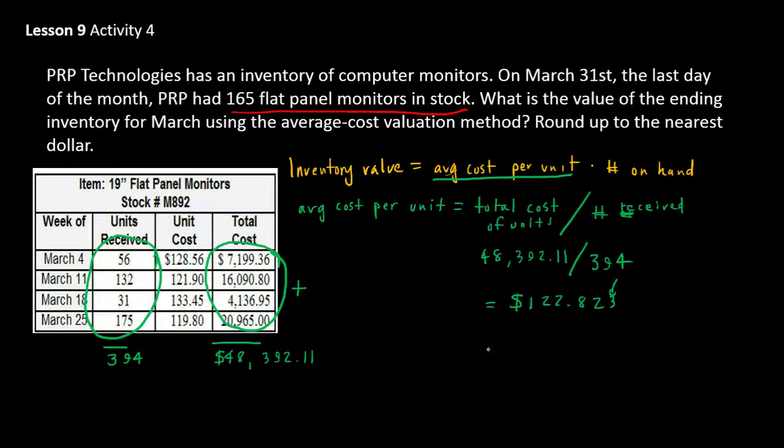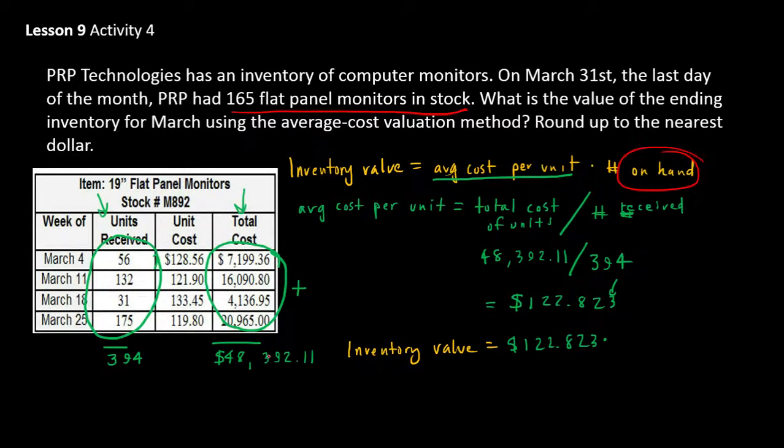So again, to find average cost per unit, I totaled everything in that column, and then I divided by the total of everything in that column. So now I have my average cost per unit. So my inventory value equals 122.823 times the number I have on hand.